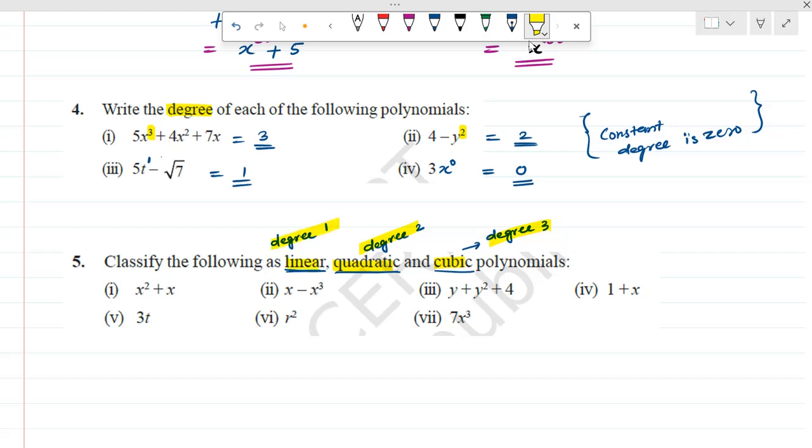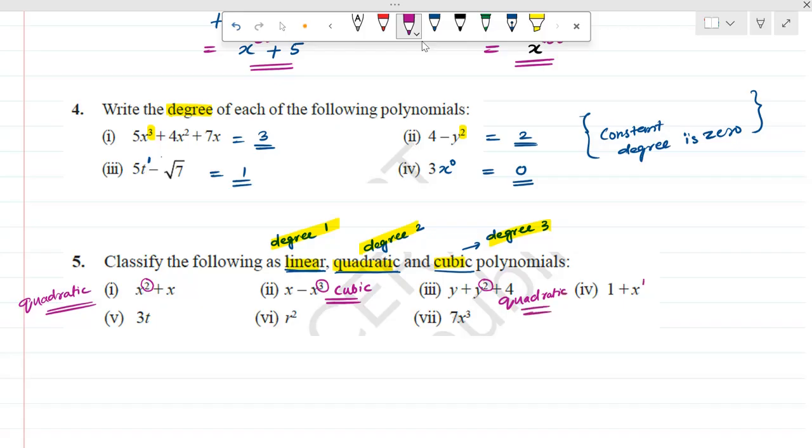Is it right? So we will see one by one which one is linear, which one is quadratic, which one is cubic. So I have to discuss the degree. What is the degree here? 2. So therefore it's a quadratic. What about this one? Here the degree is 3. Therefore it is a cubic. What is the degree here? Power 2. Therefore it's a quadratic.